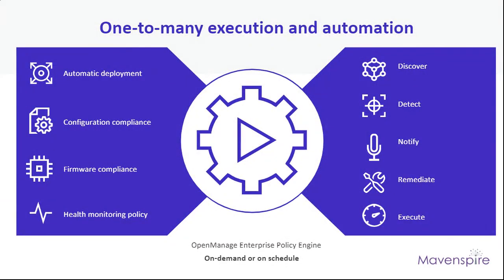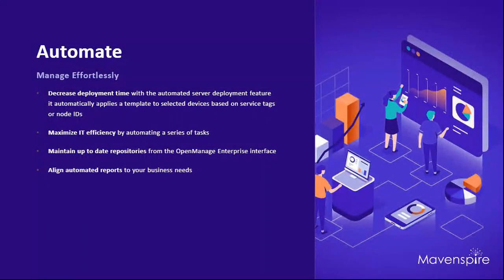So the one-to-many execution policy engine is this. It discovers, it detects, it notifies, it remediates, and executes based off of your automatic deployment policies, your configuration compliance policies, your firmware compliance policies, and anything around your health monitoring, and that would be the automated remediation.